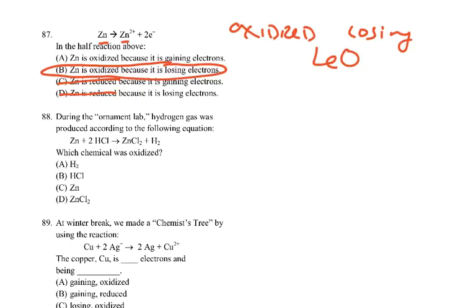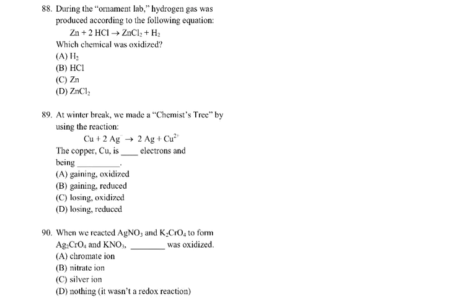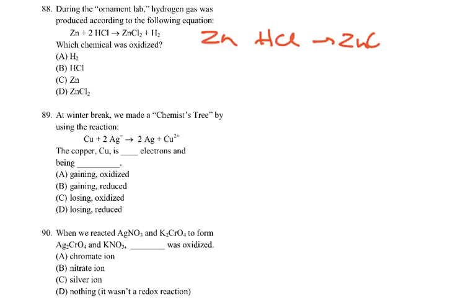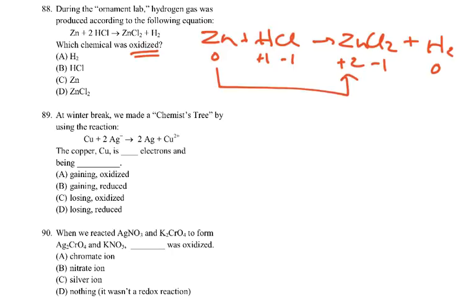Okay, during the ornament lab, hydrogen gas was produced according to the following equation. Which chemical was oxidized? Well, I'm going to rewrite it here. Now again, this one's a little bit of a problem because we don't show the charges. This one has 0 charge. This one in a compound is +1 and -1. This is +2 and -1, and this is 0 charge. So whose charge is getting higher? Who's being oxidized? It's the zinc. Zinc is going from 0 to +2, so that's the answer.